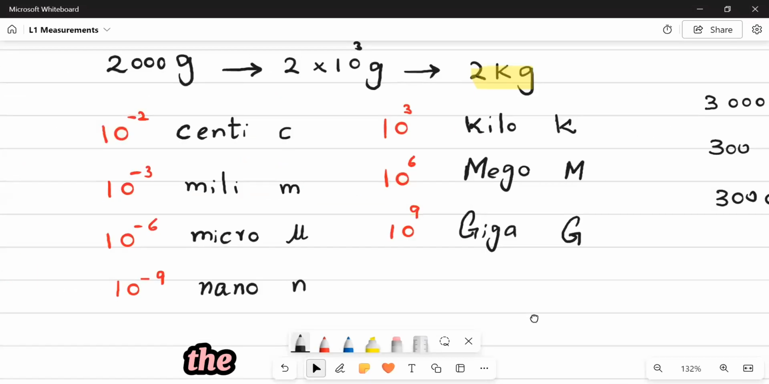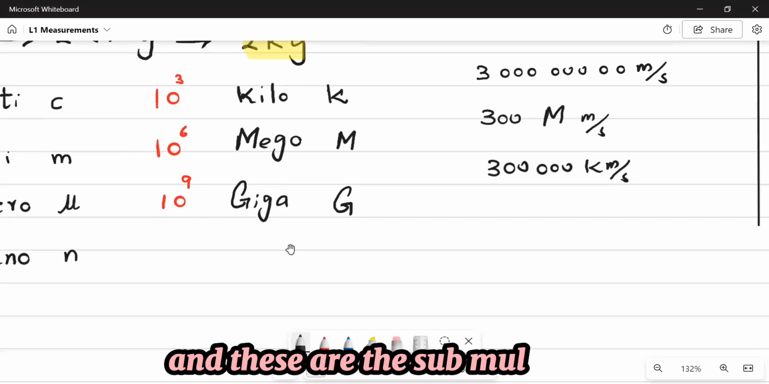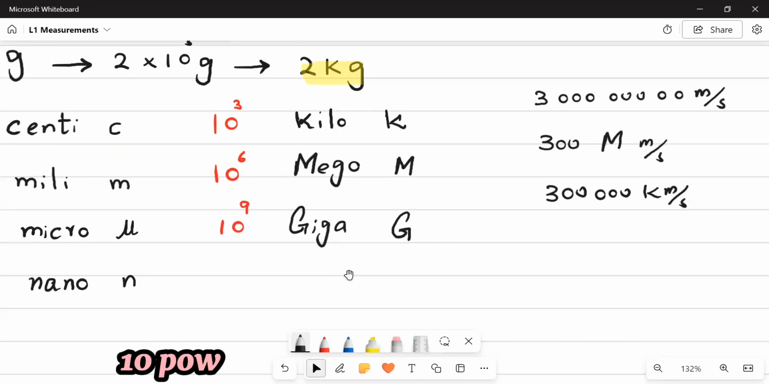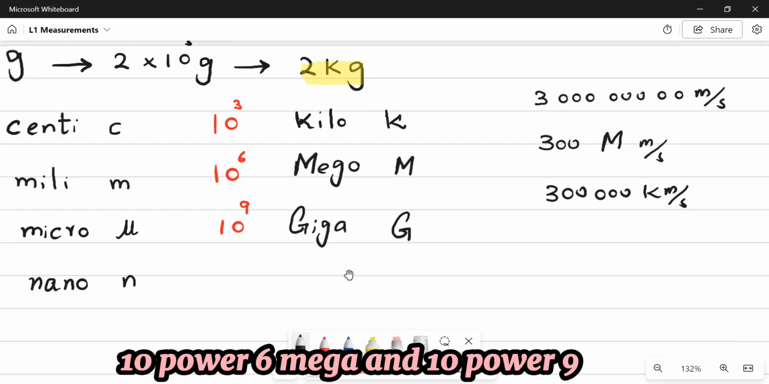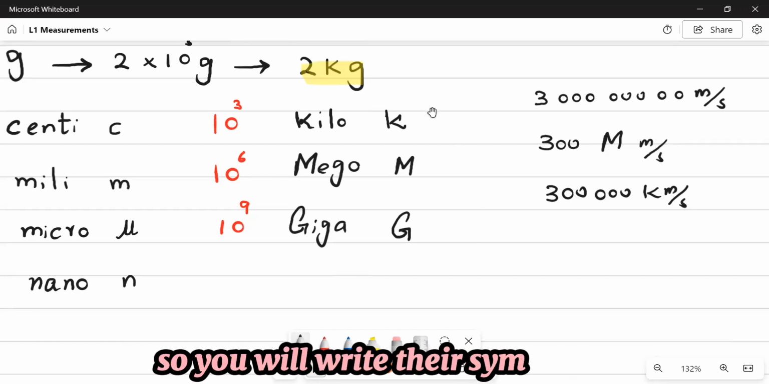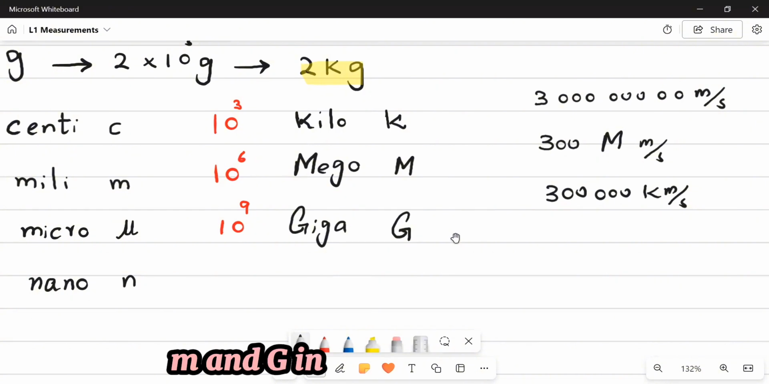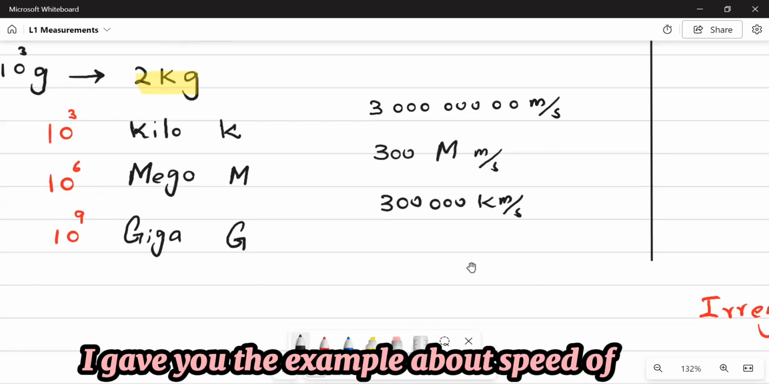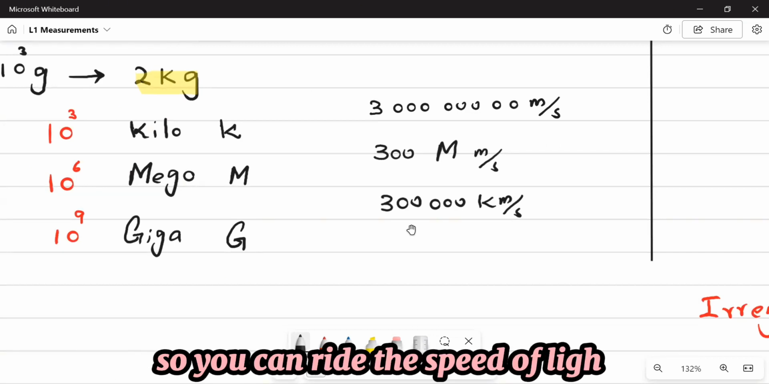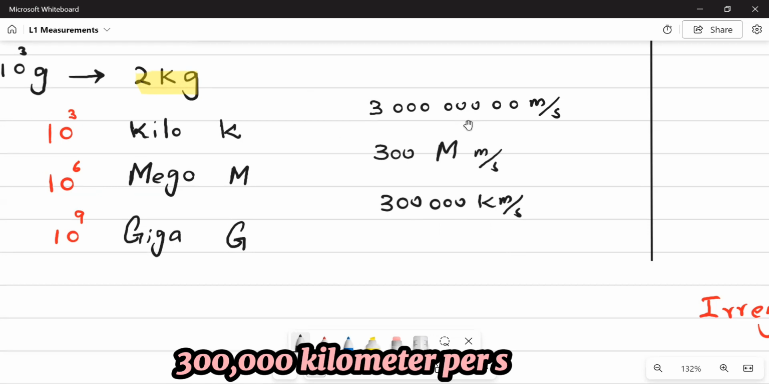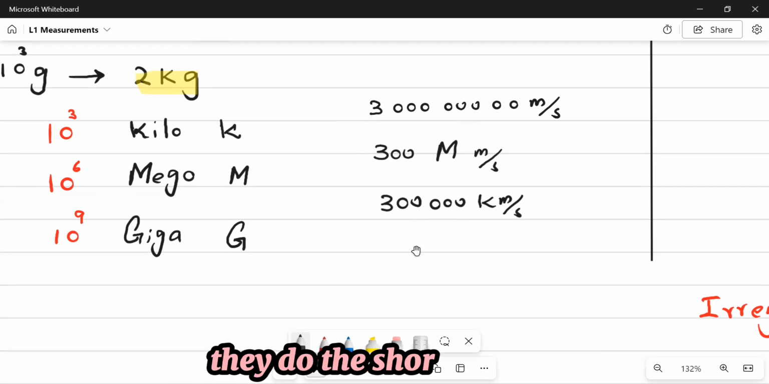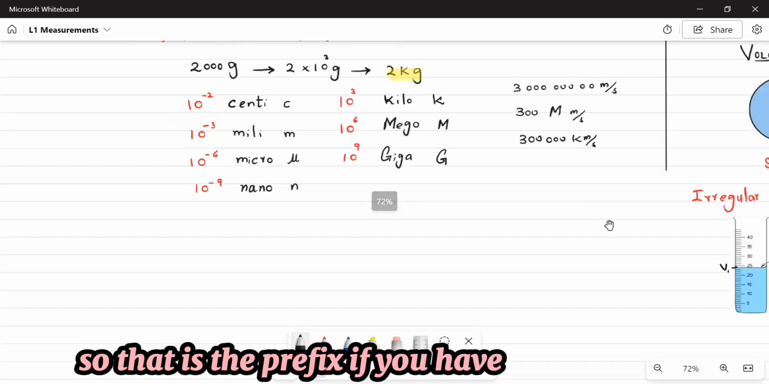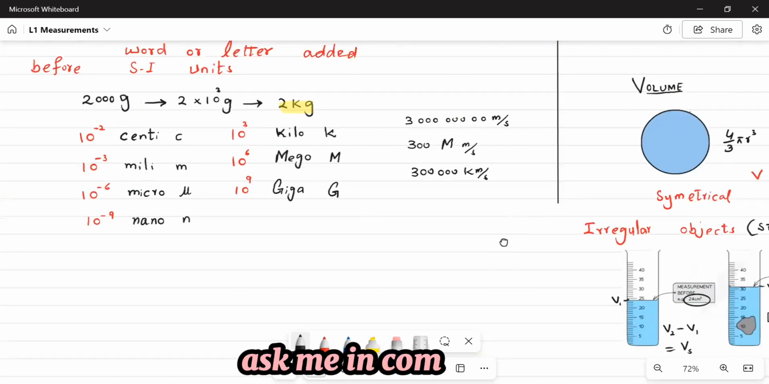Similarly, these are the multiples and those are the submultiples, meaning positive powers. 10 power 3 is kilo, 10 power 6 is mega, and 10 power 9 is giga. You will write their symbols K, M, and G in capital. For example, the speed of light can be written as 300,000 kilometers per second. It is the shortest form. So that is the prefix. If you have any question, ask me in the comments.